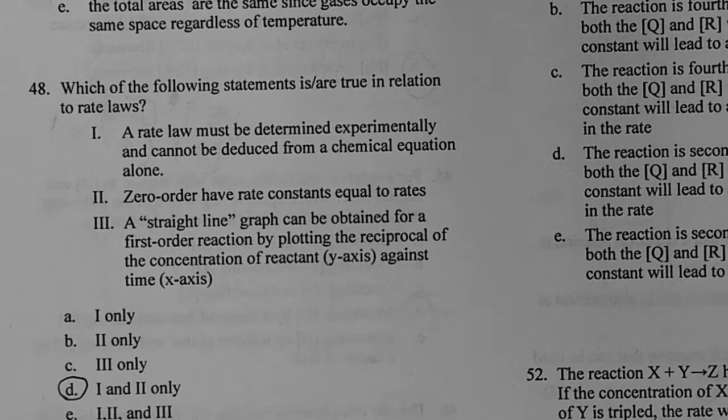So notice that we talk about the first one to be true. Rate law must be determined experimentally, cannot be told from the chemical equation. Okay? Step-by-step mechanisms are actually determined experimentally. That's how they figure out the steps. So those are not from the chemical equation alone. Okay? Zero order has a rate constant equal to rate. Yes, it is constant. K is equal to rate. Okay, a straight line graph can be obtained from first order by plotting the reciprocal. Okay, that is not it. Reciprocal is which one?